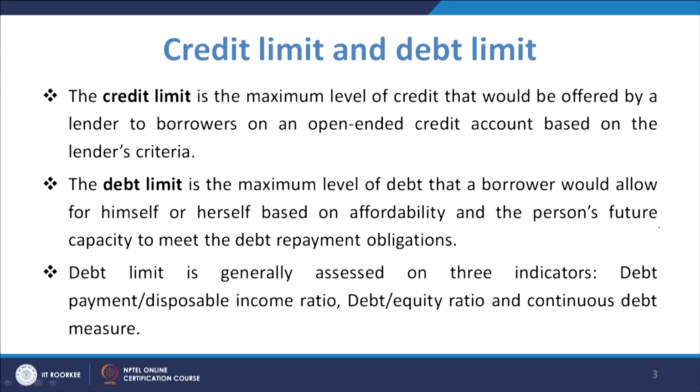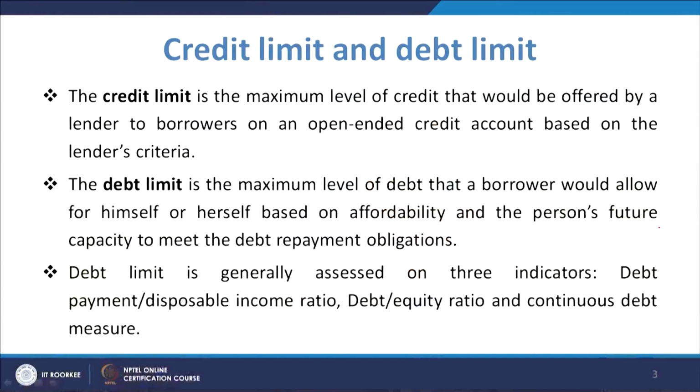Now, we must also know some extra things, like the credit limit and the debt limit. The credit limit is the maximum level of credit that would be offered by a lender to borrowers on an open ended credit account based on the lender's criteria. The lender sets the criteria, and on that basis the maximum level of credit is offered to the borrower on an open ended credit account. So, that is your credit limit.